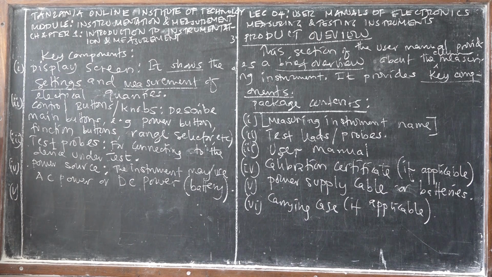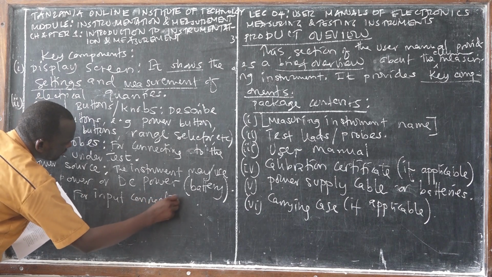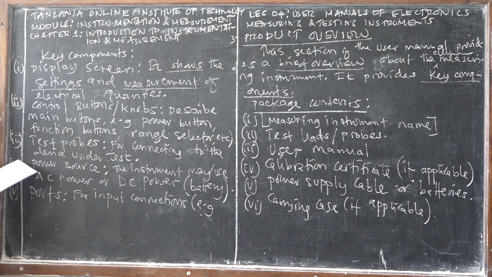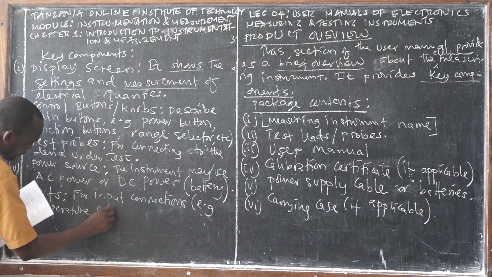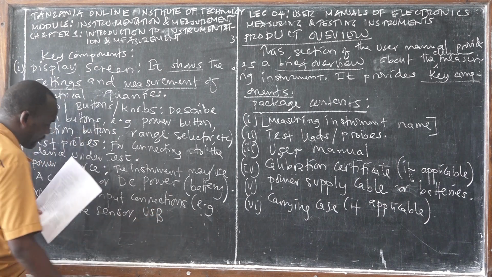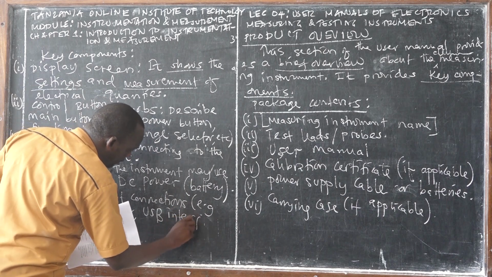Then the first key component is called the ports. Say ports. Ports are for input connection. Examples of common ports in electrical or electronics measuring instruments: sometimes you are given a port where you may connect a temperature sensor, and sometimes a port where you can connect a flash or external hard drive. That is what we call the USB interface.